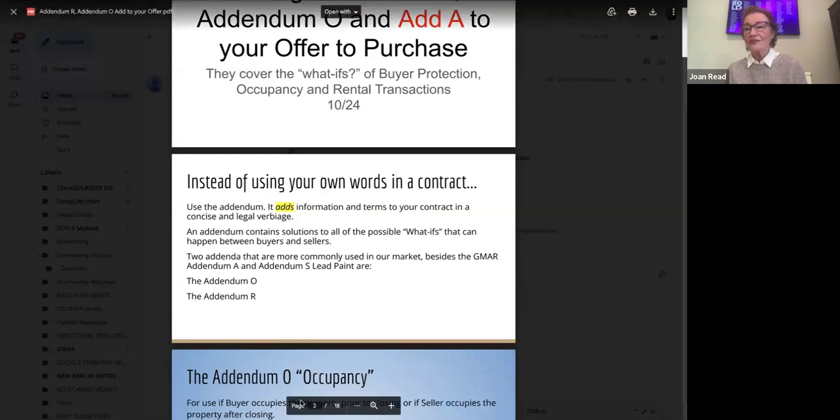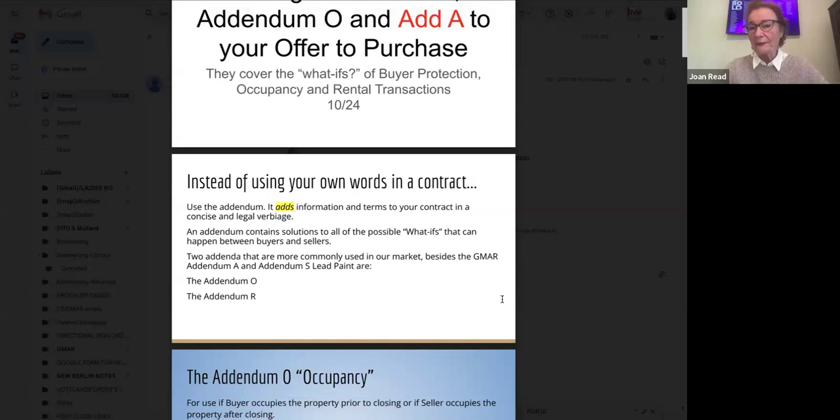They cover all the what ifs that can happen in a transaction. And as we all know, there are 1,000 what ifs that can pop up. So these addendums, through the help of attorneys, try to cover some of the what ifs that can happen in a transaction, either in an occupancy, which is addendum O, or in a rental property transaction, which is addendum R. So I'm just going to quickly go over these, why they're important to you and why they're a big help to you if you're dealing with occupancy or rental.